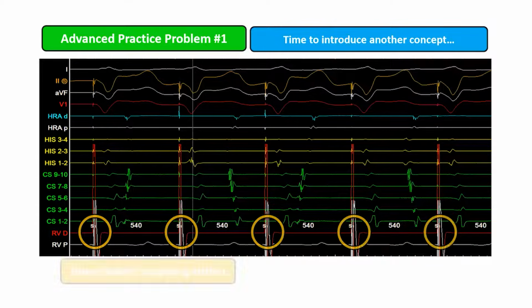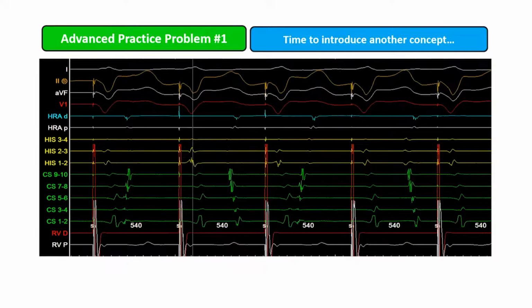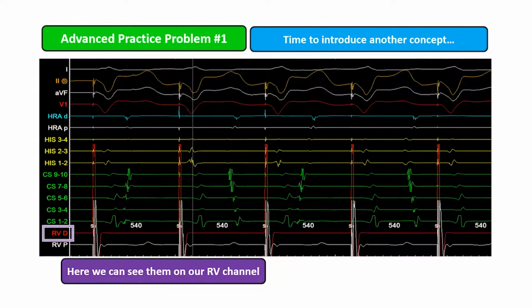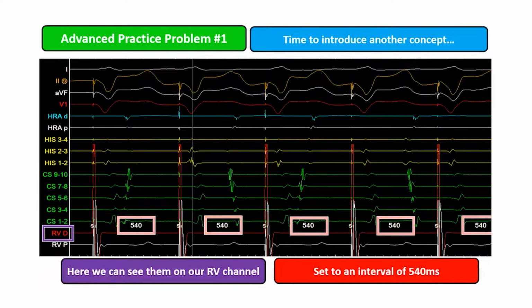If we look down here, we see pacing spikes or pacing artifact throughout the recording. We see that they are occurring here on the RV distal channel. And we see that these pacing spikes occur at an interval of 540 milliseconds. So, putting it all together, what these pacing spikes and interval recordings on the RV distal channel represent is RV pacing. And we're RV pacing at 540 milliseconds. That's at a heart rate range somewhere between 100 and 120 beats per minute.